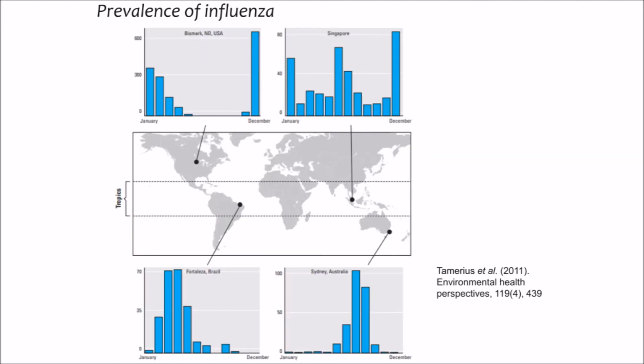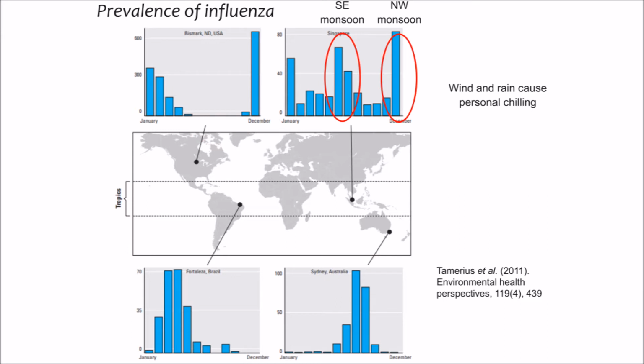So I'm going to show you some data here which shows the prevalence of influenza, and the authors have plotted the number of people who get sick from influenza in 4 places around the world. And you can see the seasonality in North America, in Bismarck, North Dakota, where the virus seems to disappear in the summer, and then it's there again and becomes apparent in much greater numbers in the winter. In Singapore, it's there at intermediate levels all the year round, and you can see that it tends to come during the rainy season. Wind and rain both cause people to become chilled, and they both seem to increase the number of cases of colds and flu that people get.